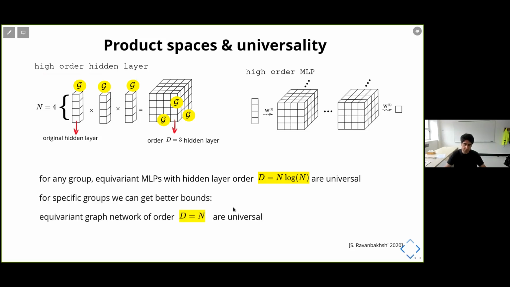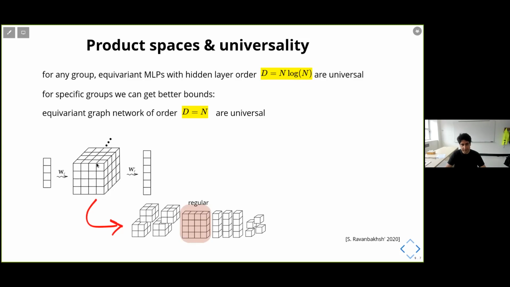For specific groups, like for example, the symmetric groups, which we use for equivariant graph networks, right? You can get tighter bounds. You can show that order n is enough for universality. And to my knowledge, these are the tightest bounds for the general case and for the graph networks. So the question is, how do we get these? Where does it come from?